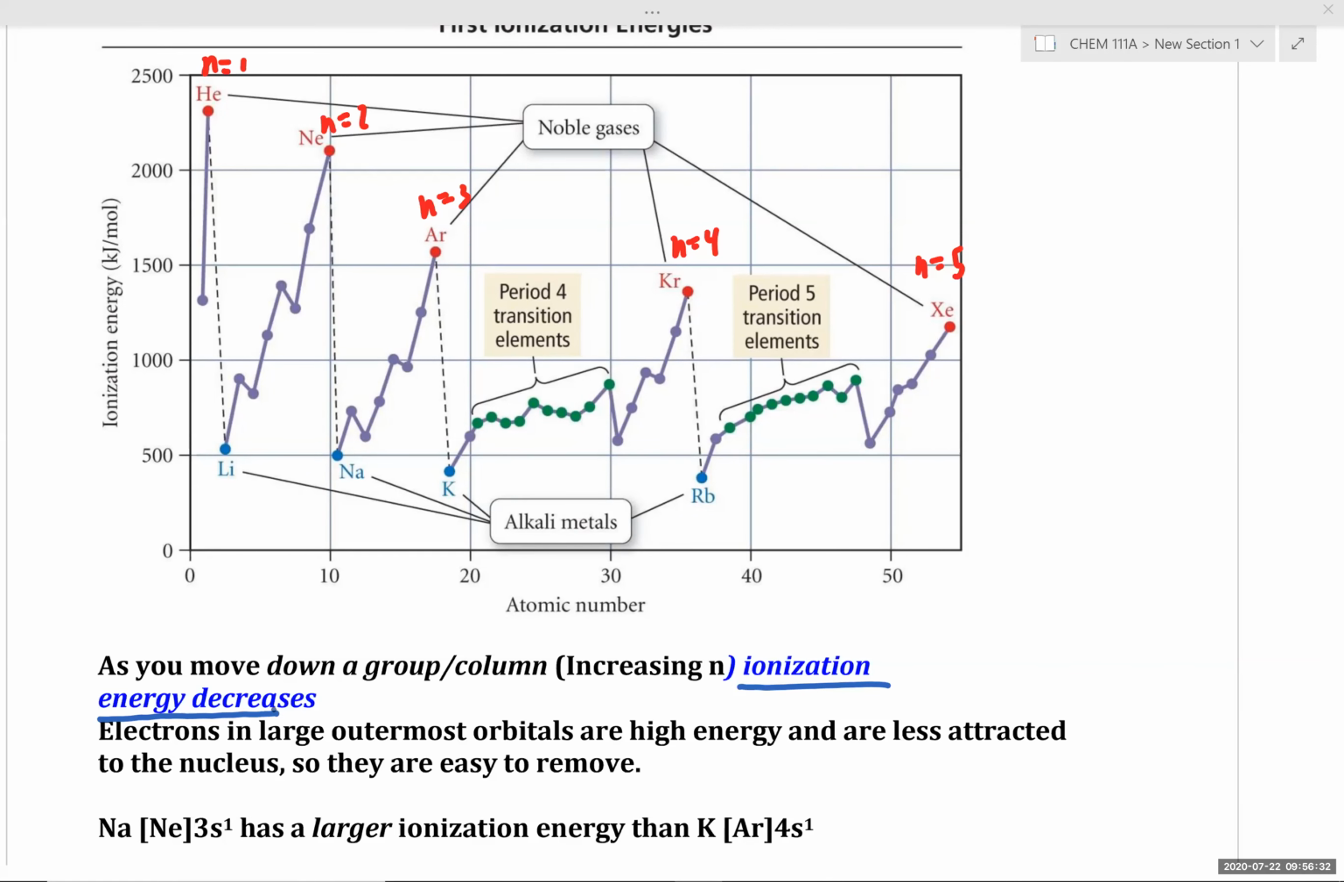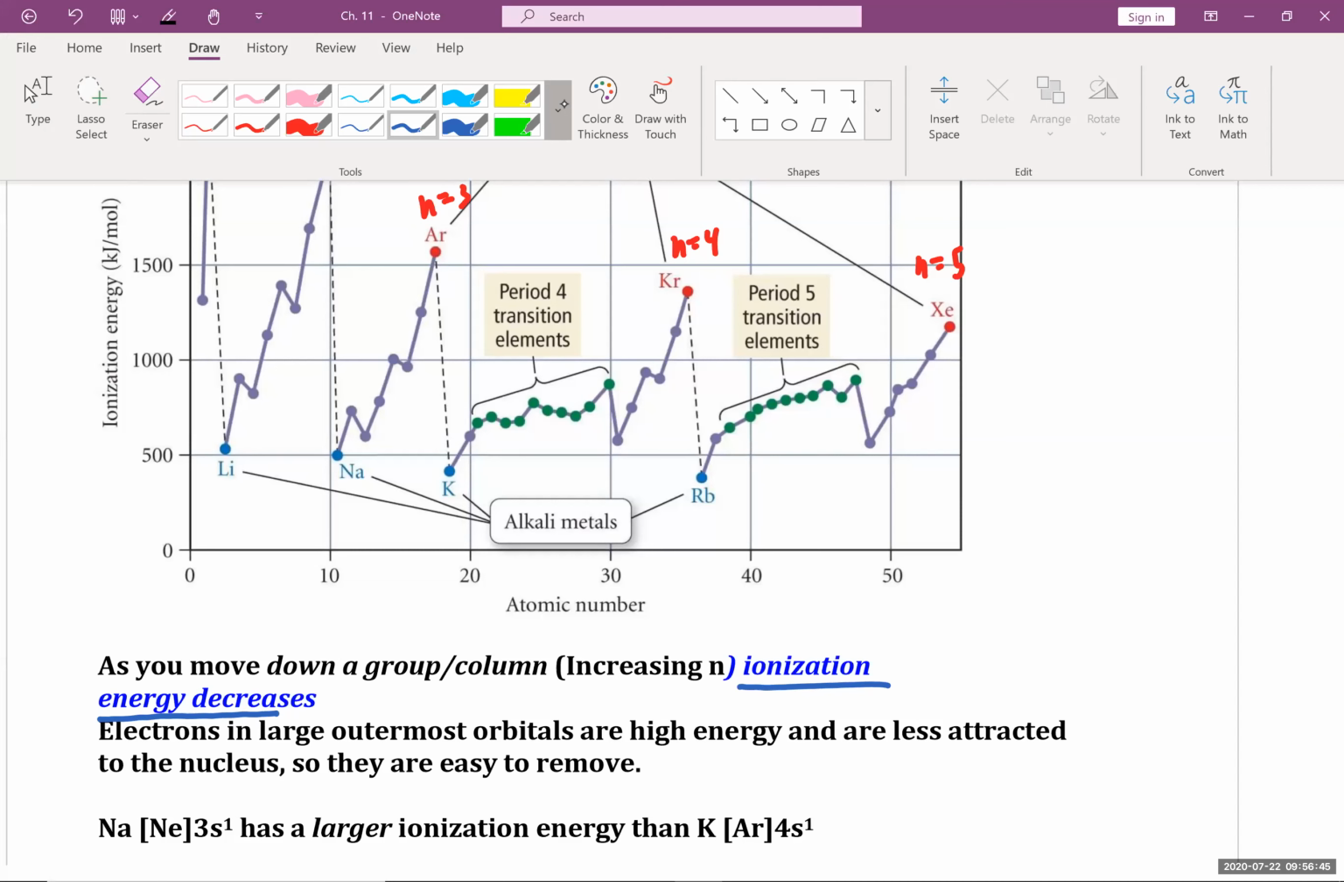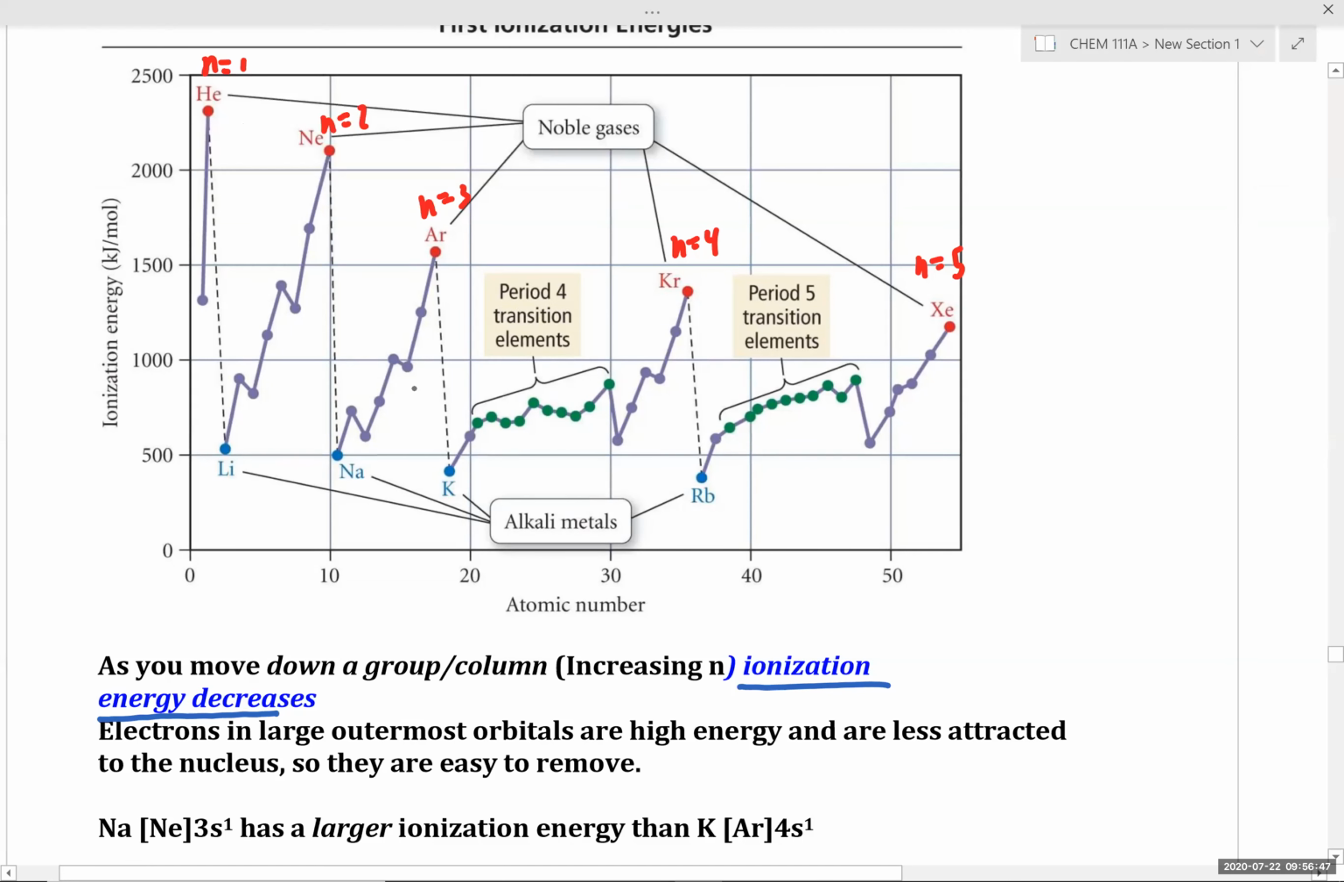So what this means is that it takes less energy overall to remove electrons in an orbital that is farther from the nucleus. And the reason for that is electrons in larger outermost orbitals are high in energy and are less attracted to the nucleus. And as a result, these electrons are easier to remove.